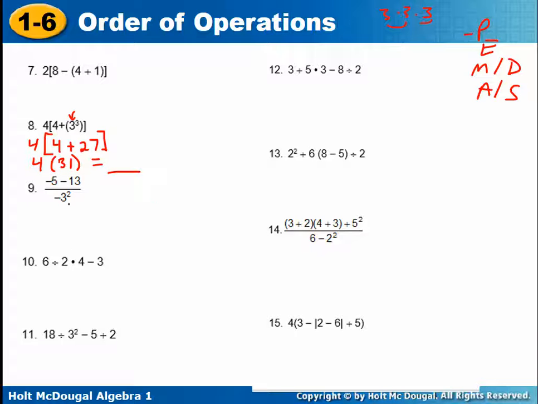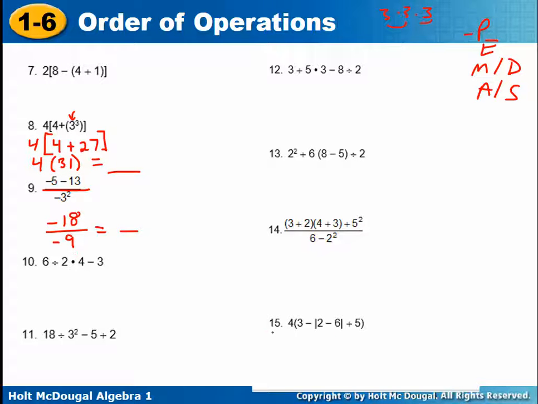In number 9, this is a type of grouping. Having this here means to do the stuff on the top, the numerator, and do the stuff on the bottom, the denominator, and then put it together. On the top we have -5 minus 13. Be very careful with your negatives there so that you get the right answer. On the bottom, the negative is in front, and then we do the 3 squared, which is 9. Then you simplify to find your answer for number 9. Now you'll take -18 divided by -9.